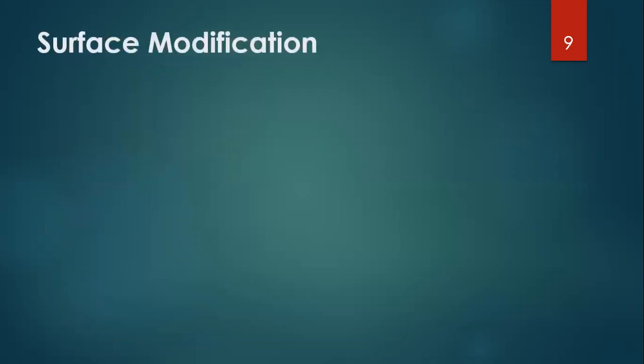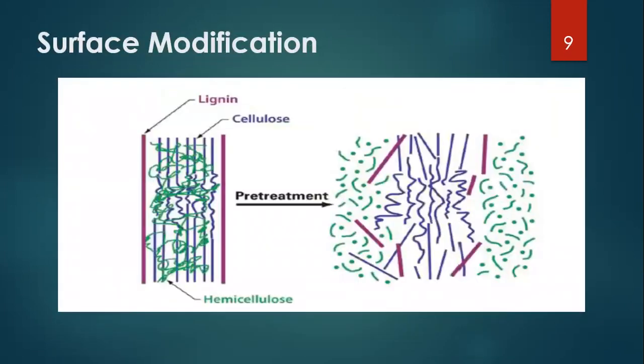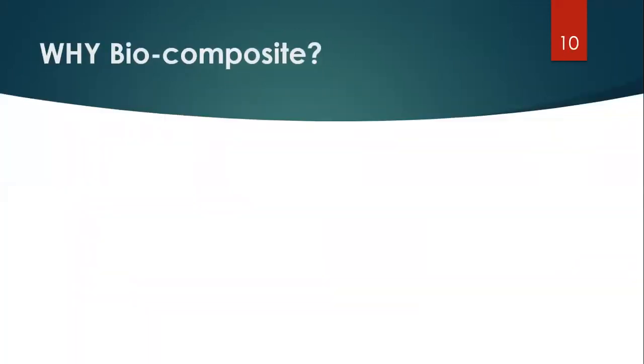Here is the surface modification of the material before pre-treatment and after pre-treatment. Before pre-treatment, as you can see, cellulose is enclosed within hemicellulose and lignin, but after pre-treatment cellulose comes to the surface and starts interaction with the polymer.